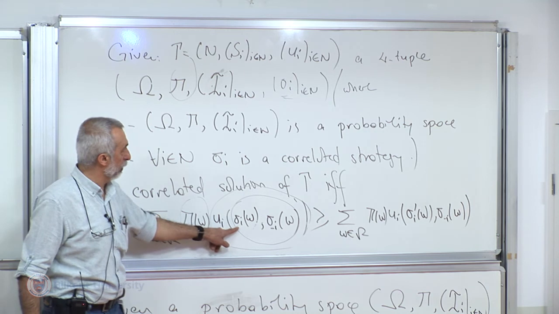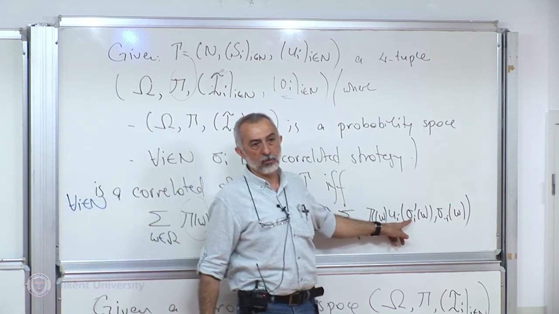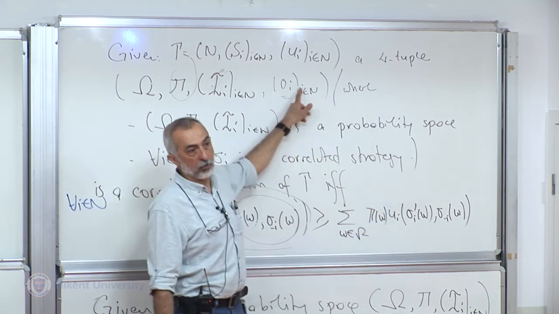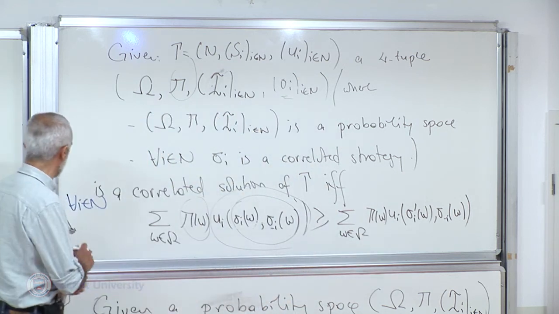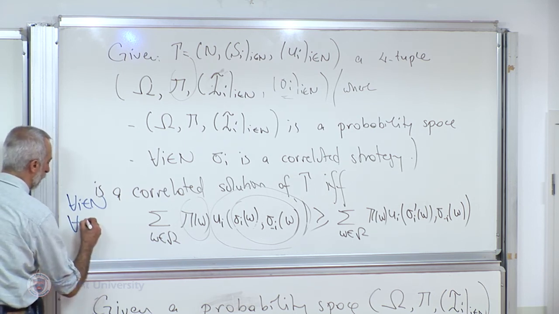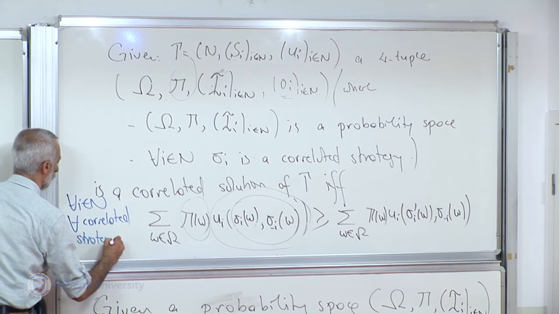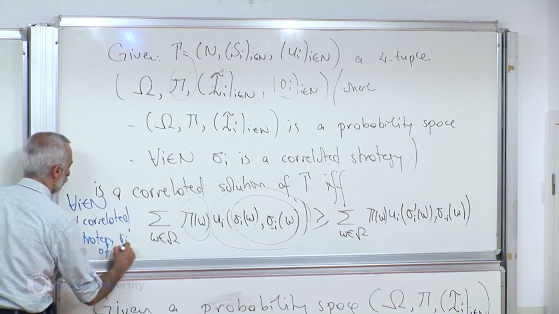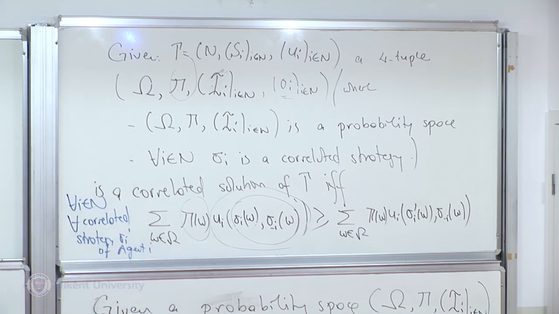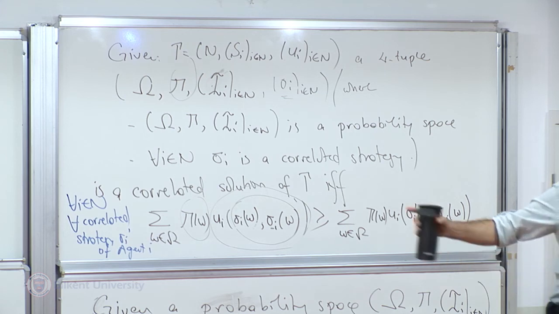There's a sigma I. Where did it come from? Well, it's given here. Sigma minus I, it's given here. And then there's sigma I prime. It's not given here. It's not a parameter, so it should be quantified. So for any correlated strategy sigma I prime of agent I. Okay? So far so good? Any questions? Well, let's finish our example then.